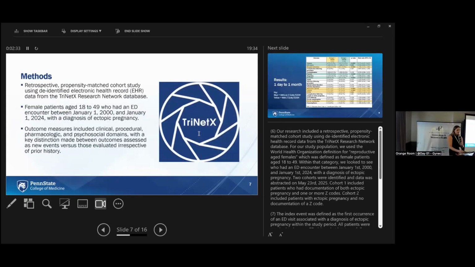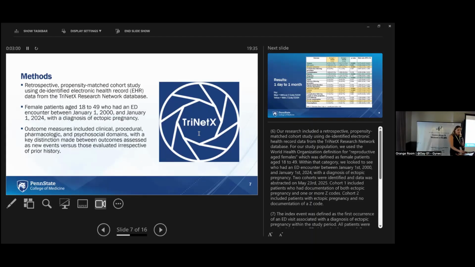Our research was a retrospective propensity-matched cohort study using de-identified electronic health record data from TriNetX, exactly the same as the last project. We used the World Health Organization definition for reproductive age females, age 18 to 49. Our study period was January 1st, 2000 through January 1st, 2024, and patients had to have an ED visit with the diagnosis of ectopic pregnancy.